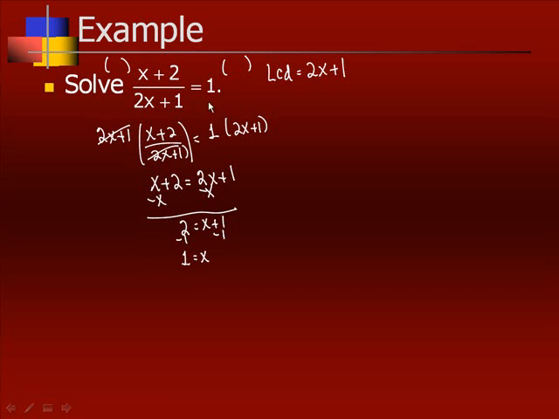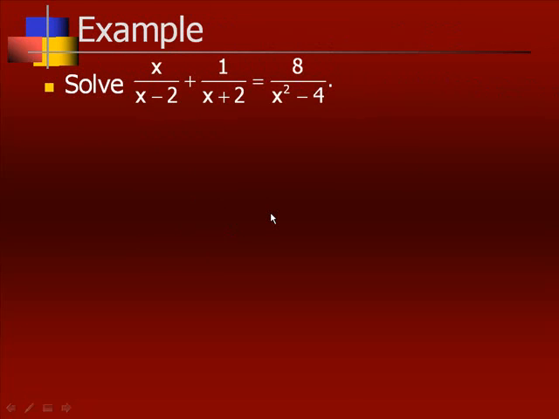Now, what you have to watch out for, though, is you cannot have x being a number that makes your denominator 0. So we always need to go in here and say, okay, let's see what would make this fraction undefined. So it's undefined if 2x + 1 is 0, or if 2x is -1, or if x is -1/2. So as long as our solution is not -1/2, then that satisfies the solution.